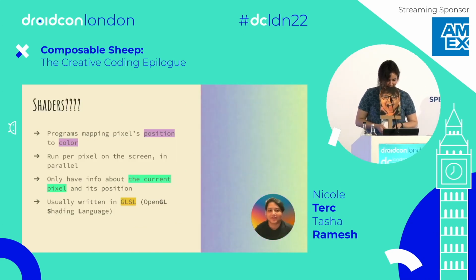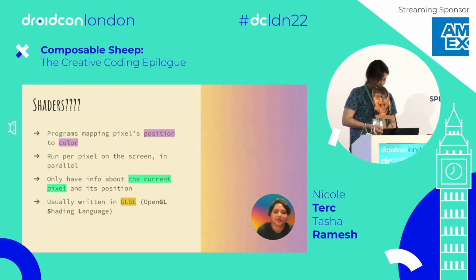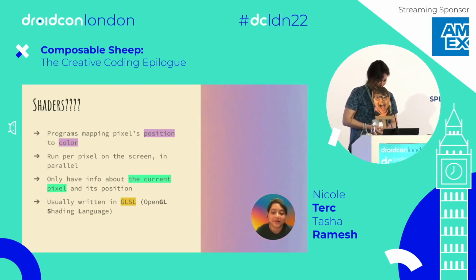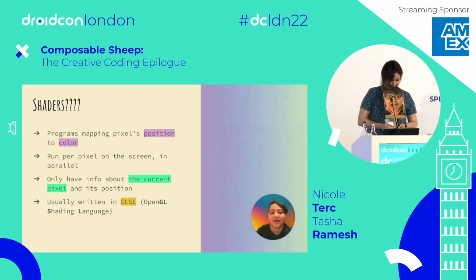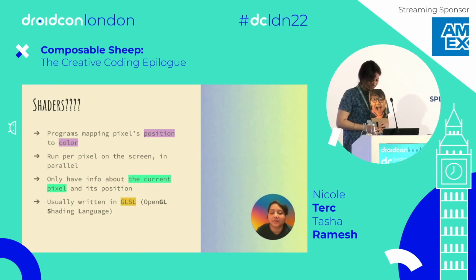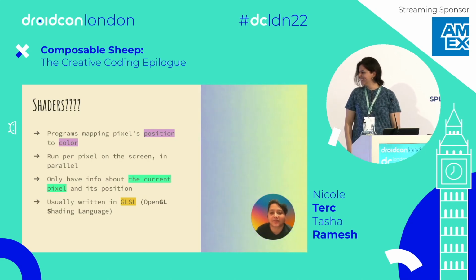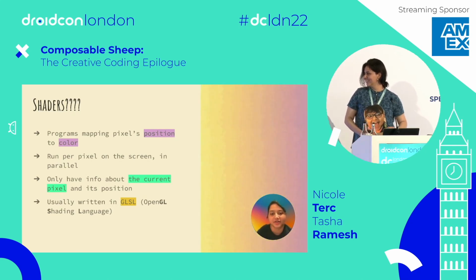So what exactly are shaders? They're essentially just programs that determine a given pixel's position and color. They run per pixel on the screen in parallel, and probably the most important thing to note is that shaders only have information about the current pixel's position.